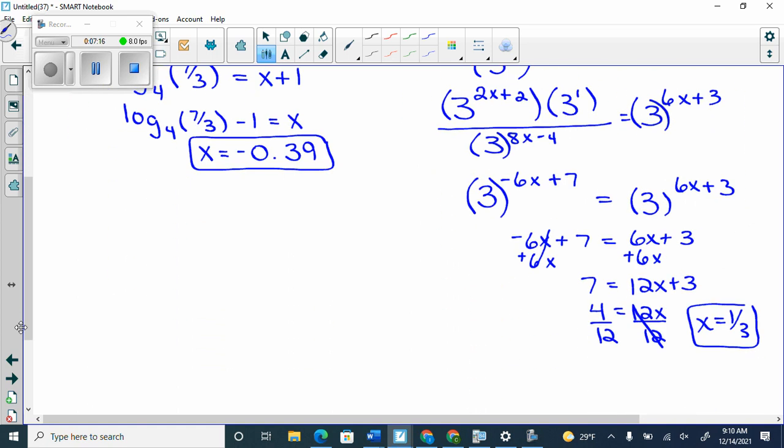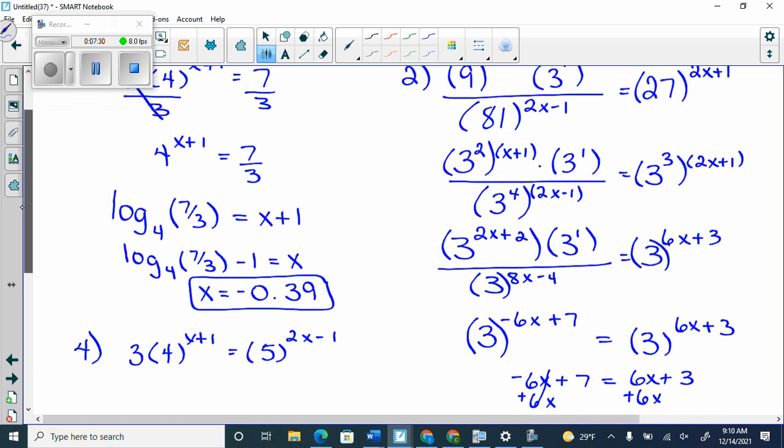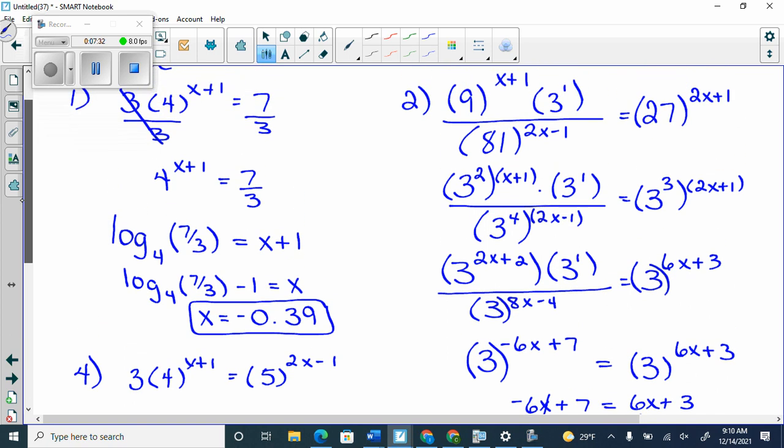Okay. Number 4, we have 3, and then we have 4x plus 1 equals 5 to the 2x minus 1. Now, as opposed, I'm putting it underneath this one here. Do you see this? Difference between these two? This one I can divide the 3 over because that's a 7, and 7 divided by 3 isn't illegal. Right? It's totally fine. This 3, if I divide it over, I'm no better off because I'm going to be 5 to the 2x minus 1 over 3. And then I'm not sure what you're going to do from there.